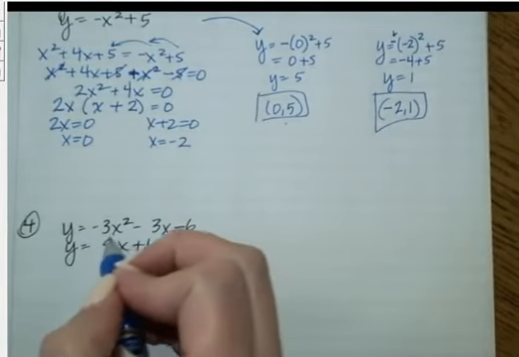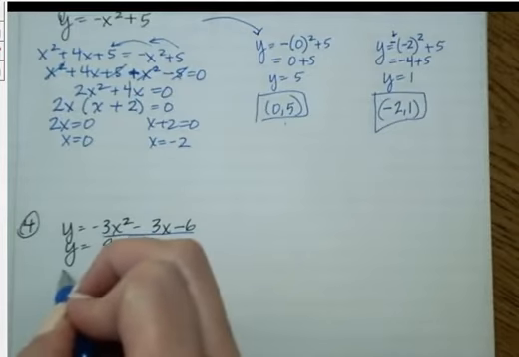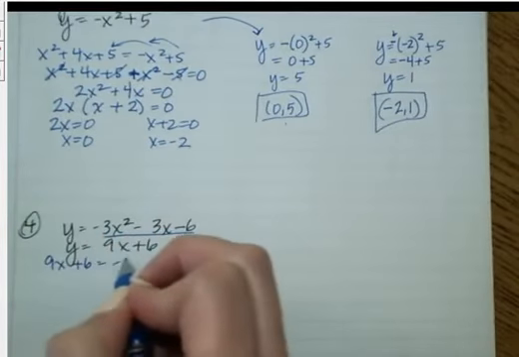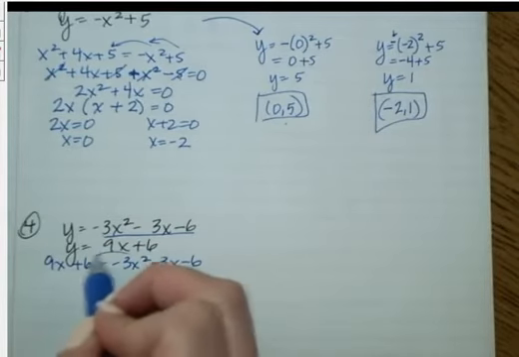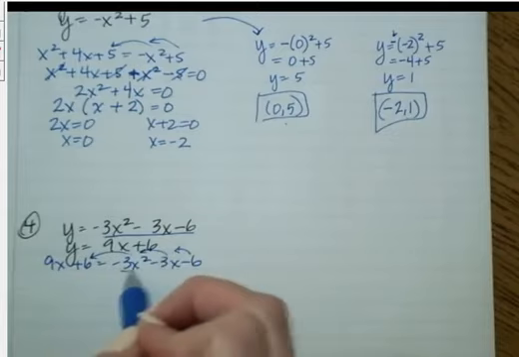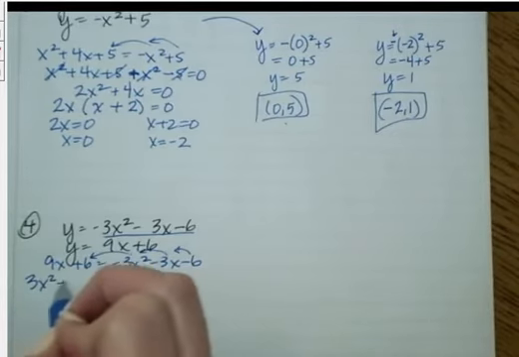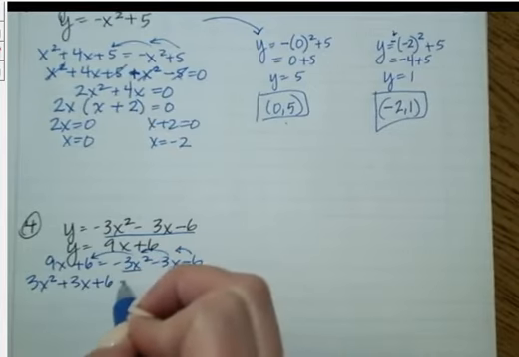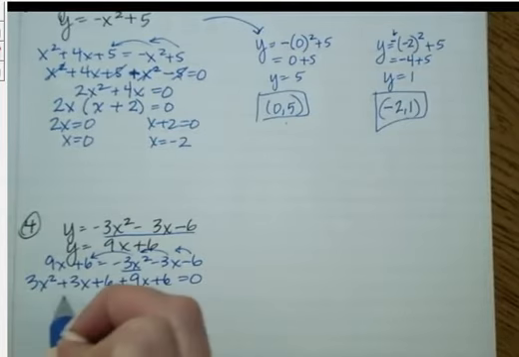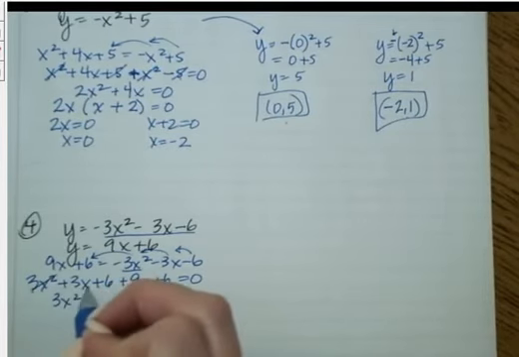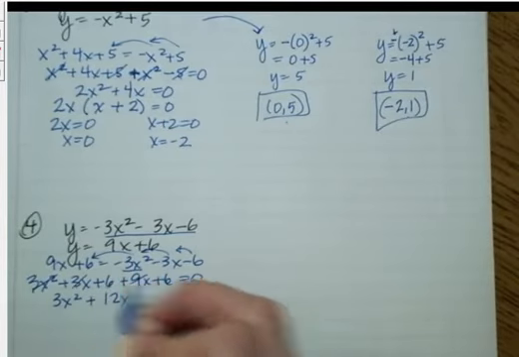Again, we're going to set these equal. I want to make this part positive, but let's group them first. So 9x plus 6 equals negative 3x squared minus 3x minus 6. So I'm going to move these elements over so that my lead exponent is going to be positive. So I'll have 3x squared positive plus 3x plus 6 plus the 9x plus 6 equals 0. So I'm moving everything over. Now I'm going to regroup. So I have 3x squared. 3x plus 9x is 12x. And 6 plus 6 is 12.